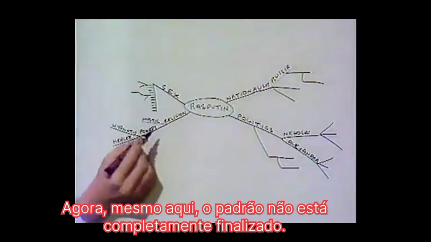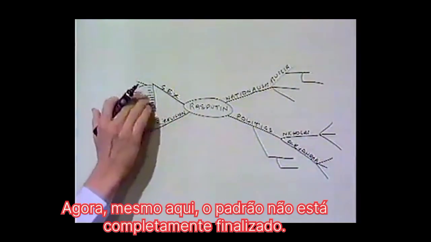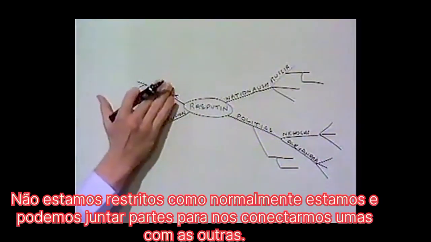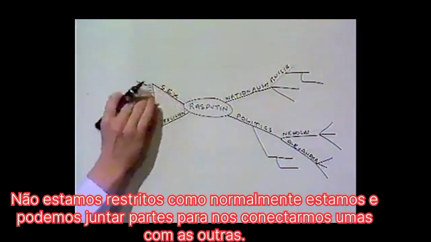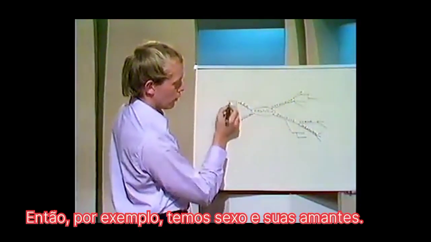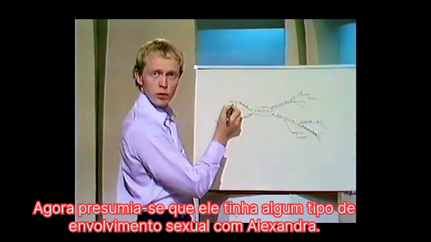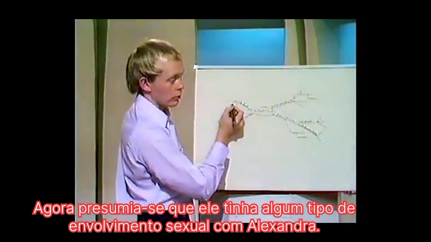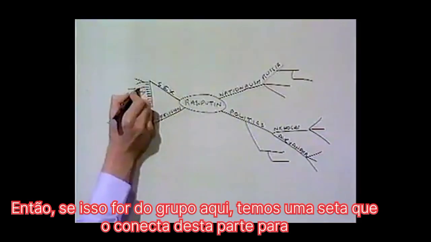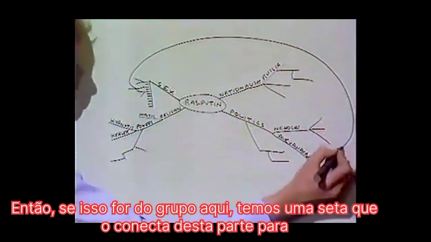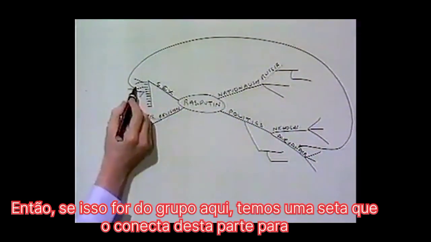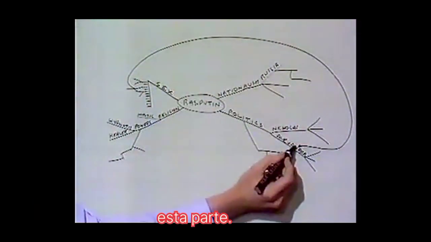Now, even here, the pattern isn't completely finished. We can link aspects of the pattern to itself. We're not restricted, as one normally is, and can join parts to connect with each other. So that, for example, we have sex and his mistresses. Now, it was assumed that he had some kind of sexual involvement with Alexandra. So if this is her in the group here, we have an arrow which links him from this part to this part.